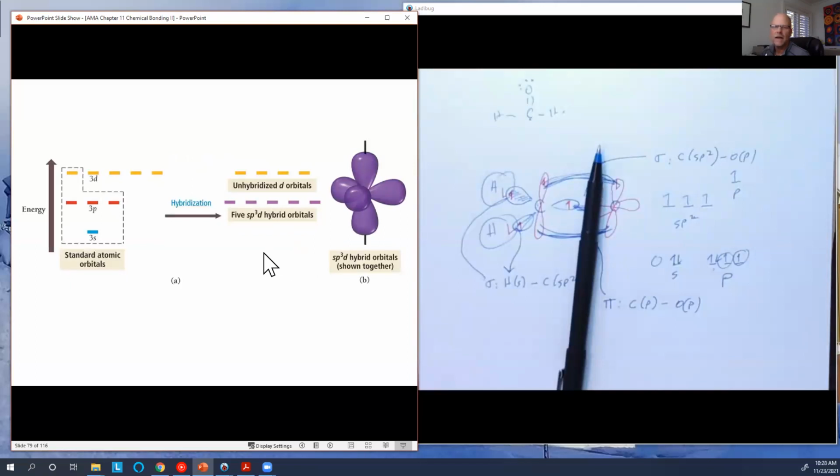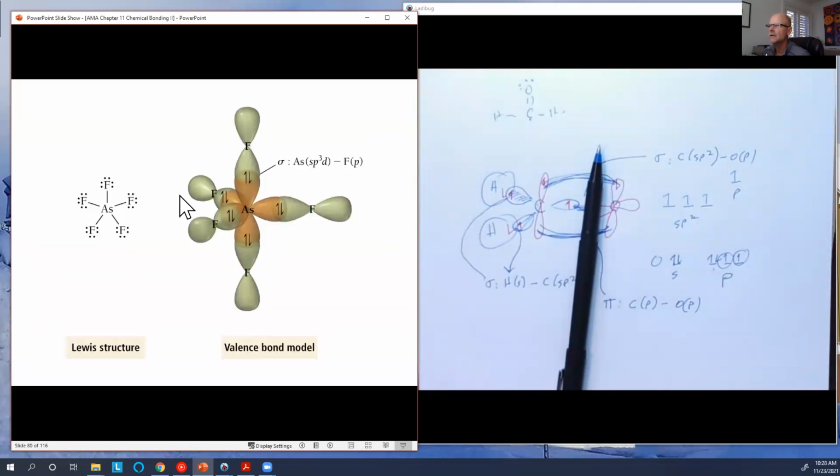We can also get hybridization that involves the d orbitals. So I can get sp3d hybridization, which together have a trigonal bipyramidal geometry, and I get 5 of those. So for example, this molecule, AsF5, here's the Lewis structure, here's the valence bond model. The valence bond model is showing the 1, 2, 3, 4, 5 sp3d orbitals overlapping with p orbitals on the fluorine.